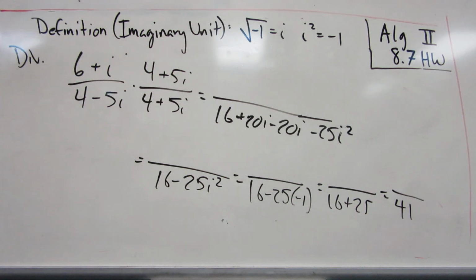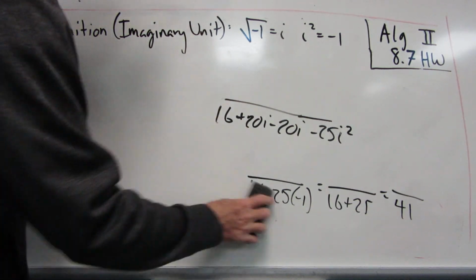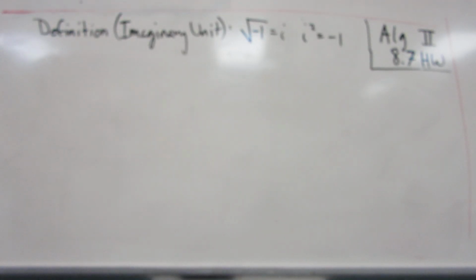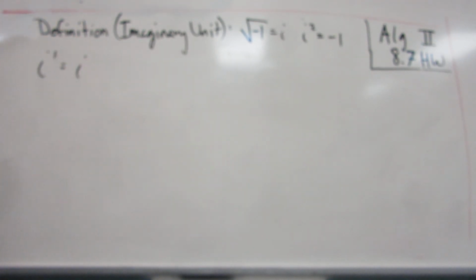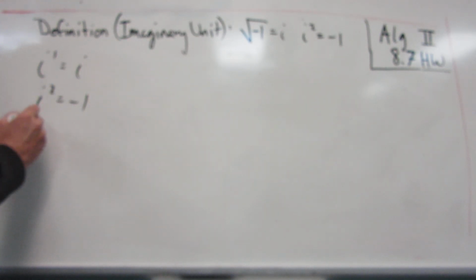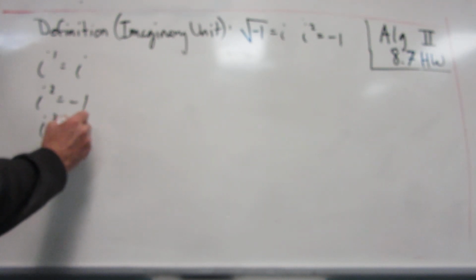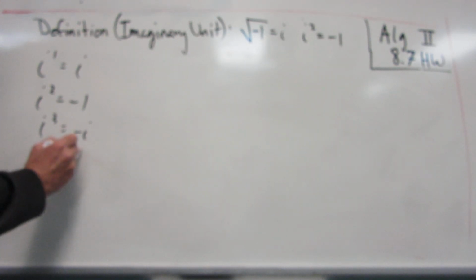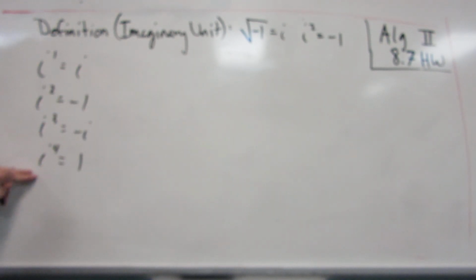All right, let's look at raising an imaginary number to powers. Okay, so this will be the last thing associated with this. So if I have i to the first power, that's just simply i. i squared is negative 1. If I had i raised to the third power, I have negative i. If I have i to the fourth power, that is positive 1. And this same pattern is going to follow from there on.